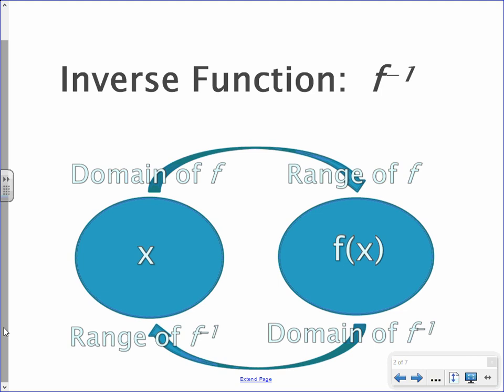Basically what's happening is we have x's and we have y's, which is like our f of x, right? And for our inverses, they switch. So if we have a domain and range for f, they switch for the inverse. The domain of f is the same thing as the range for the inverse. The range of f is the same thing as the domain of the inverse.